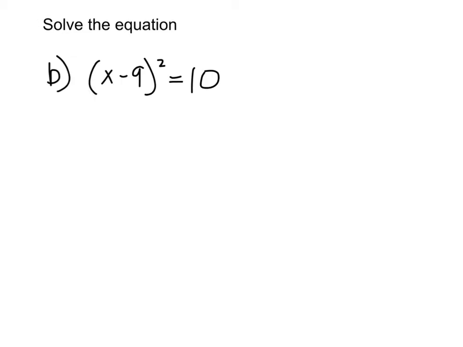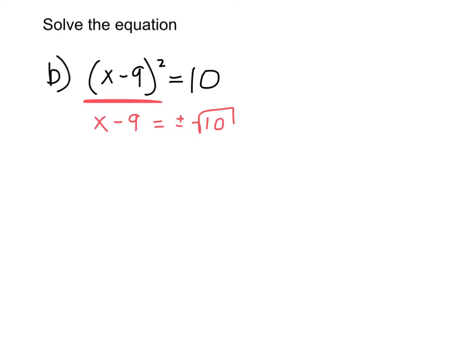So moving on to another example. In this example, we have a term that is squared on the left-hand side, and so that way we can use the square root method and break this down. So we're going to say x minus 9 squared. If I were to take the square root of x minus 9 squared, I would just be left with x minus 9. So this is going to equal plus or minus the square root of 10.